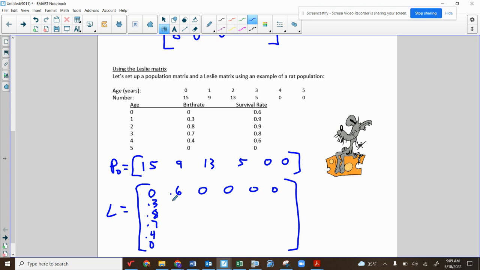All right, next survival rate on a diagonal, so put a 0 in that spot, zeros in the rest. Next one is also 0.9, diagonal. Next one is 0.8. Next one is 0.6. And then zeros in the rest of the spots. Okay, so there's our population and Leslie matrices.